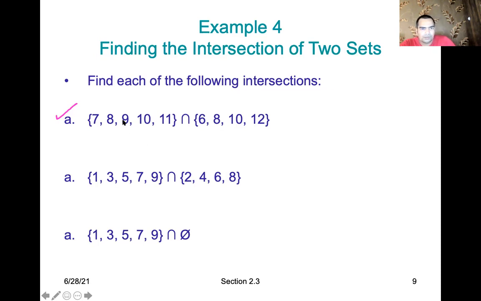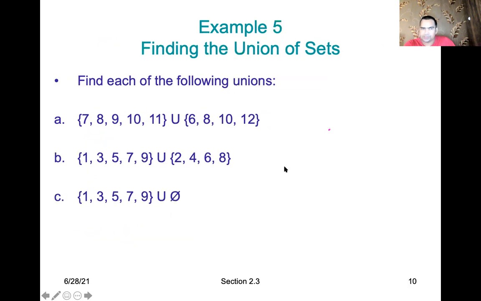Let's say here, when you talk about the intersection, you can see 8 and 10. These are the two intersecting elements, so that will be in the intersection of the two sets. That's this part of the intersection. If there is nothing in the intersection, you write this as the null set. And here, a set with another null set will obviously have the null set as an intersection.